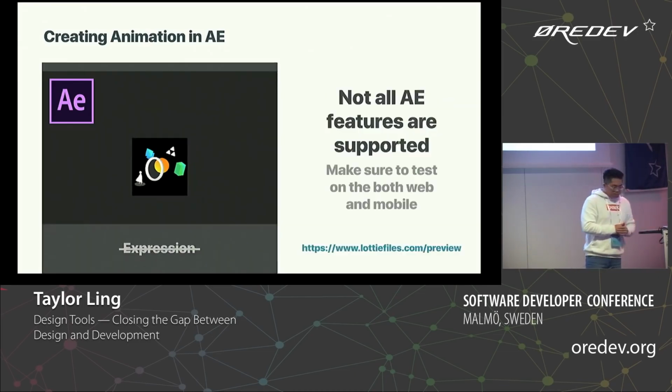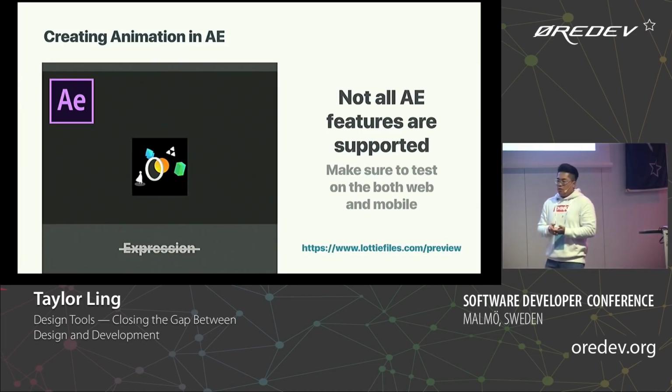And of course, one of the things you should be aware of is that sometimes your designer sends you something that doesn't work well on Android or iOS, because not all After Effects features are supported. So if something is not working as expected, definitely go back to your designers and get them to check again. What I found out is that if the animation works in the web version of Lottie, it doesn't necessarily mean that it works on Android and iOS, because the implementation is different. So definitely get the designer to check that it works on all platforms before they send you the JSON file.